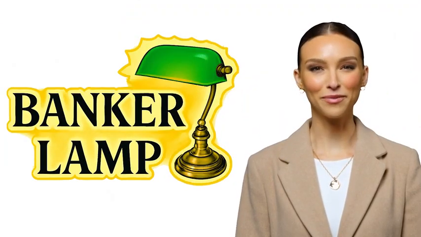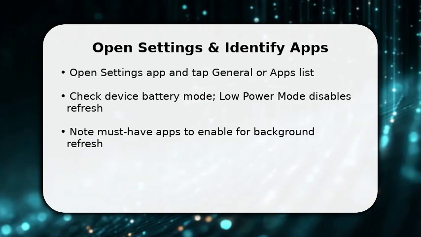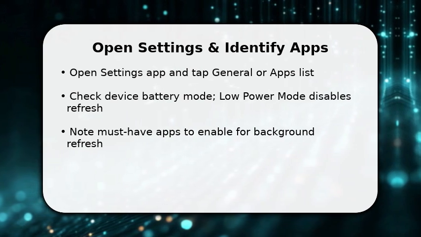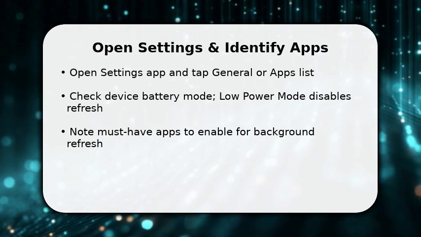Please enjoy the video. You start by opening Settings and going straight to General or the Apps list. This is where Background App Refresh lives. You'll quickly check battery or low power mode because when it's on, refresh is off system-wide.